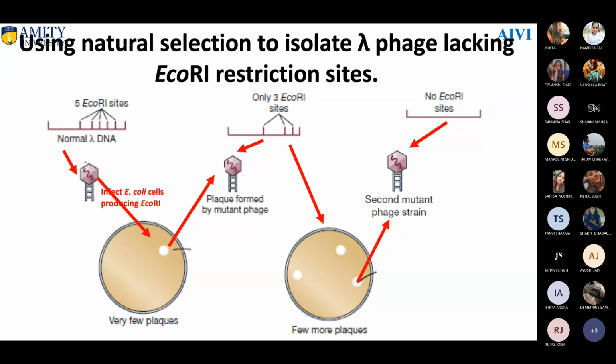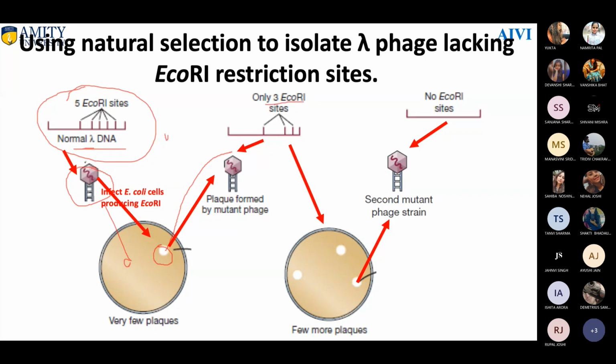So this is a simple depiction of how you deal with it. Using natural selection, lambda phage lacking restriction sites survive. In the first one you can see there are 5 restriction sites in the normal DNA. When you insert this normal lambda DNA, meaning you have removed the unnecessary genes, you then infect E. coli. You will find that only one is surviving. From this plaque, virus are there, and you check how many restriction sites are there. Now you can see that only 3 are there.